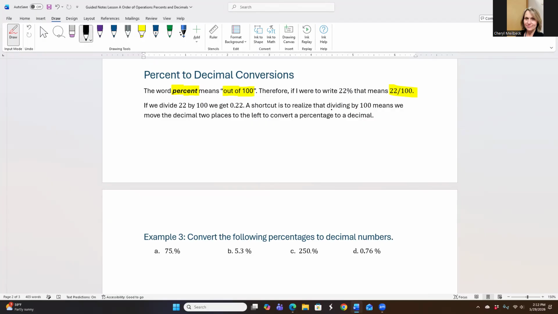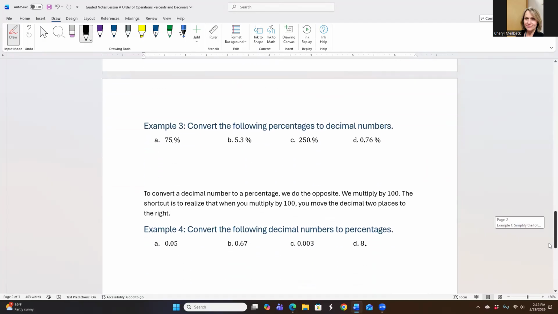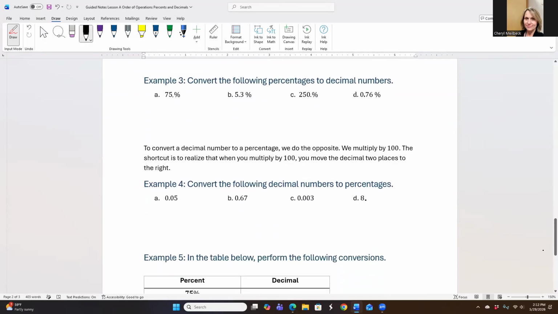A shortcut is to realize that dividing by 100 means we move the decimal 2 places to the left to convert a percentage to a decimal. Let's look at example 3. In example 3, if we want to convert these following percentages to decimals, it's like we're dividing them by 100. So we move the decimal 2 places to the left.